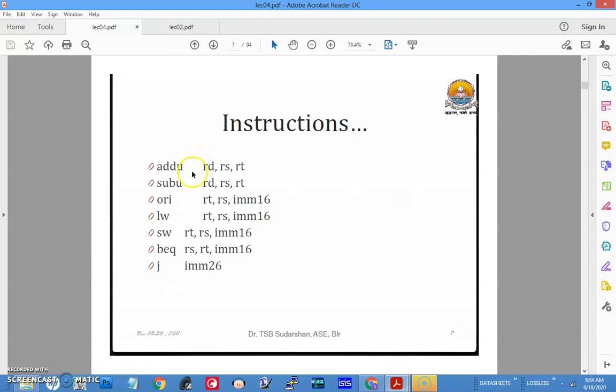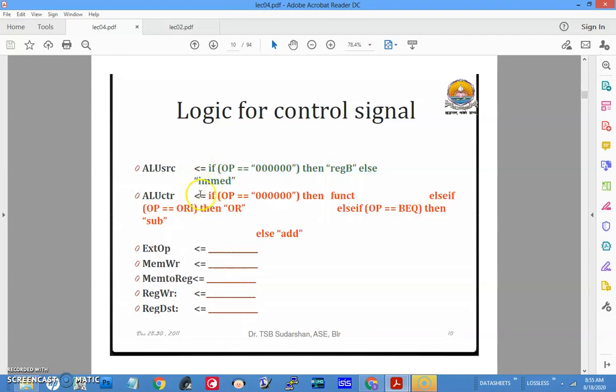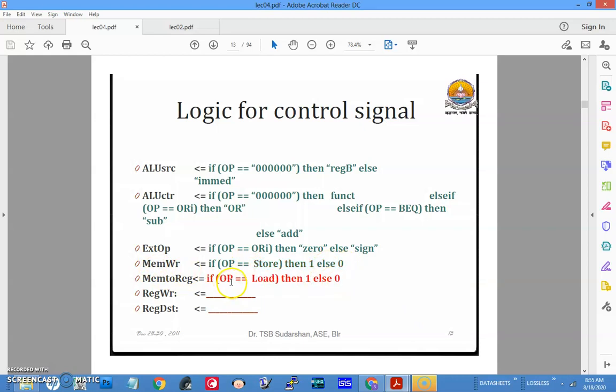So for each instruction, these control lines need to be set in a different way. Let us see what they are. ALUSrc: if opcode is 0, then register B is the ALU source. So you need to select the ALU source. Sometimes it will be an immediate, sometimes it will be a register. Likewise, you need to write the logic for each control signal. For MemWrite, if the operation is store, then memory write is 1, else 0. If the operation is load, then MemRead is 1, else it is 0.